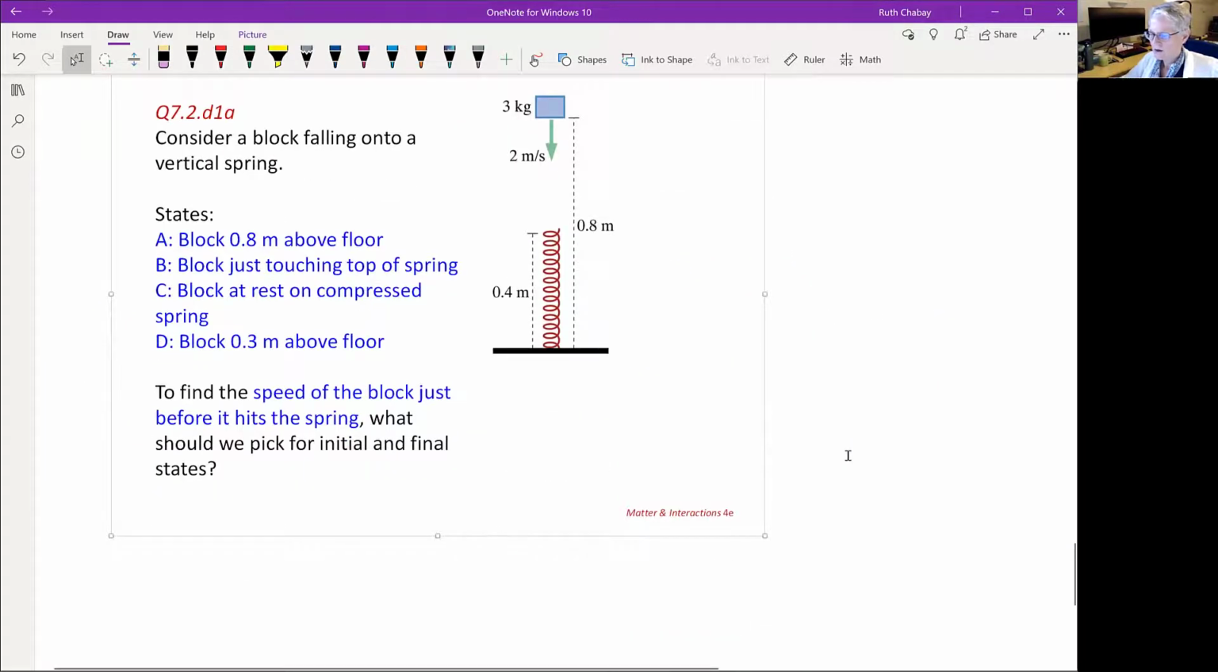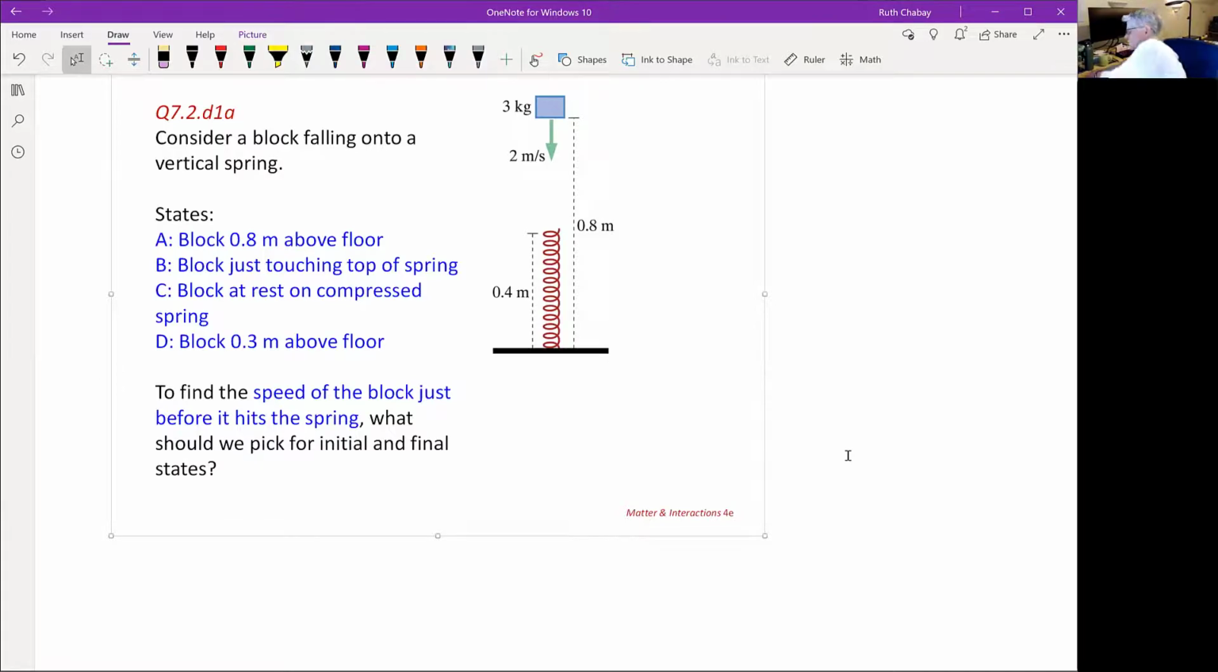So let's think about this situation. We have a block that we're going to drop onto a vertical spring. Just imagine what's going to happen. The block is going to fall, compress the spring, go back up. Maybe it'll shoot back up in the air again.